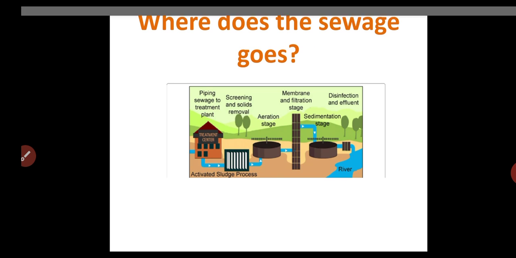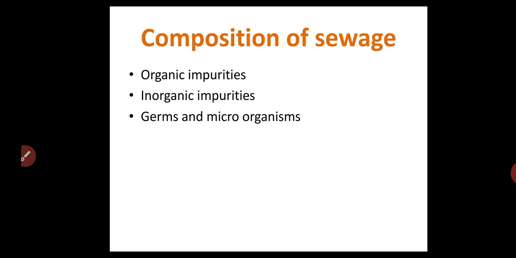So, what does sewage basically consist of? It consists of organic impurities, inorganic impurities, germs, and microorganisms.